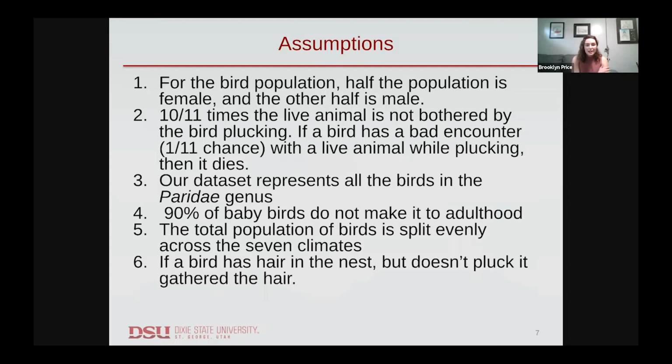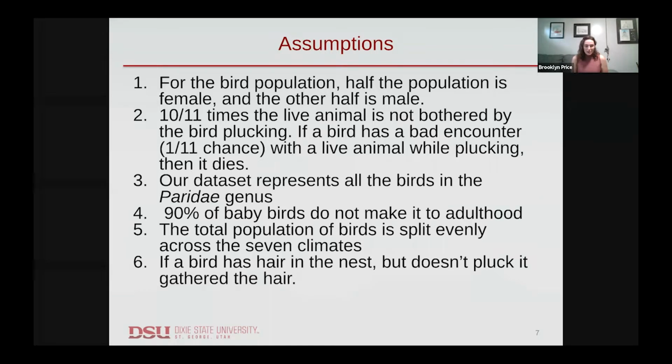Number two is 10 out of 11 times the live animal is not bothered by the bird plucking. But if a bird has a bad encounter, they have a 1 out of 11 chance for a bad encounter. And if they have that bad encounter, then they die. And it's quite interesting to watch these videos.